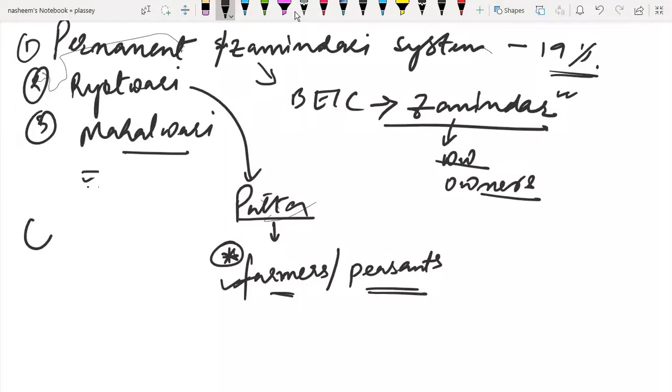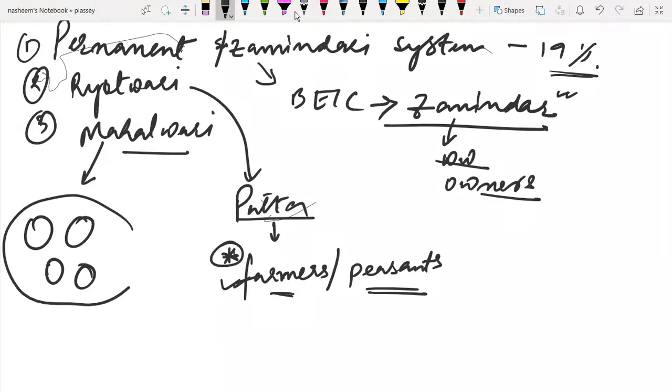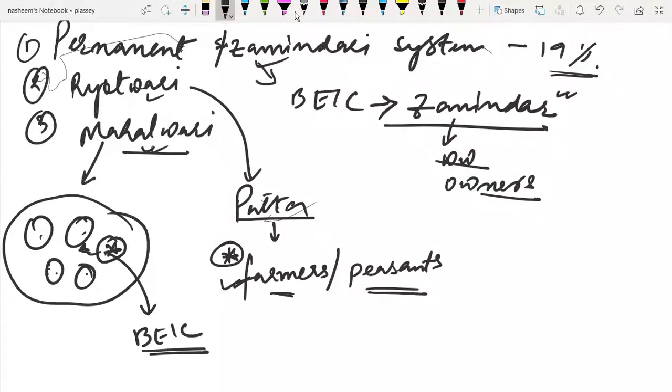In the Mahalwari system, there used to be a group of villages, and one person belonging to this group was made responsible for collecting the taxes from the villages and then giving it to the British East India Company. Here, the British used the best of both systems: the best of the permanent settlement act and the best of the rayatwari system was imposed in the Mahalwari system. So they took the middle path, as we call it in the Buddhist line of religion. So they went for the middle path.